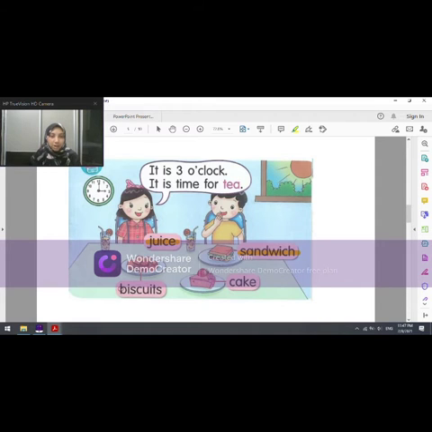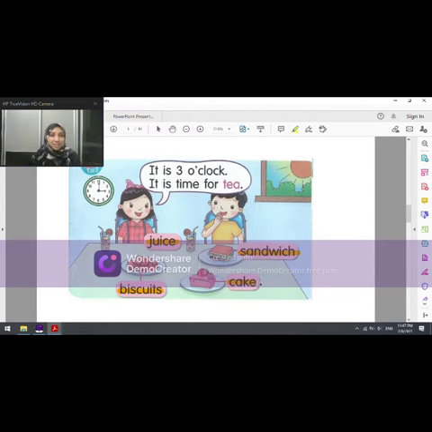Third, we have a stack of biscuits. So this is the biscuits. Biscuits in Malay is called biskut. And the last one is we have a slice of cake. So this is the cake. Alright, cake in Malay is called cake.